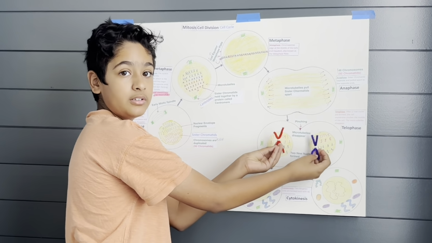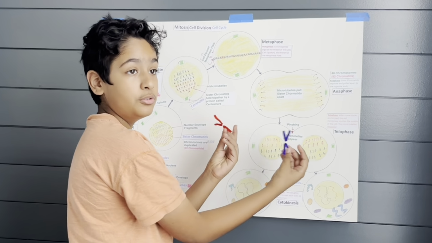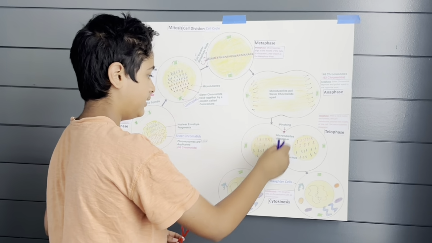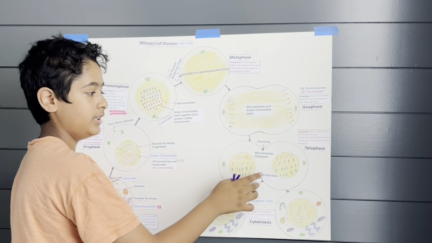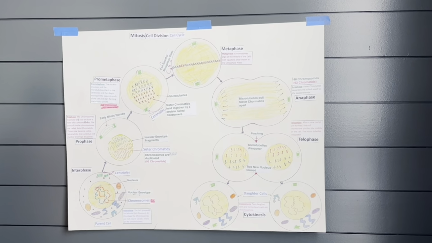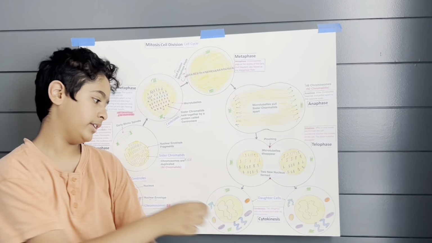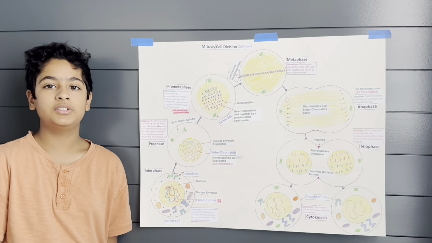And then lastly, now that they're pulled, we have the two sets of chromosomes in two different nuclei, and it's starting to pinch. The telophase is starting to pinch on the cell membrane. And lastly, it's coiled up again, like over here. This is all about the cell division process called mitosis.